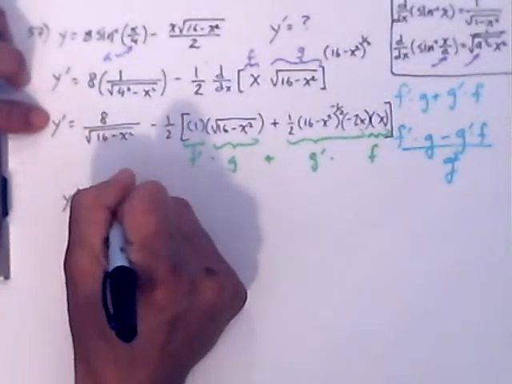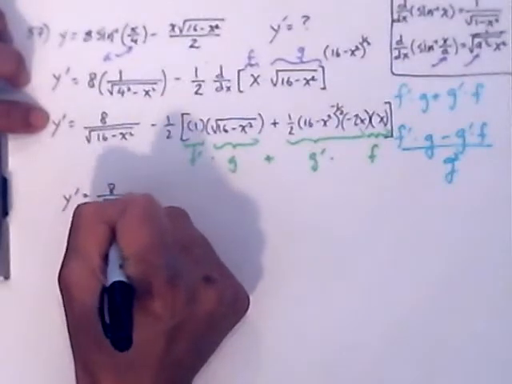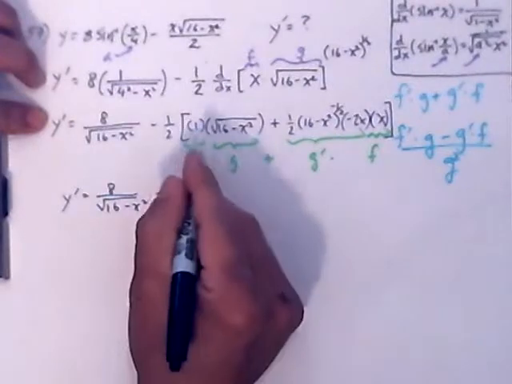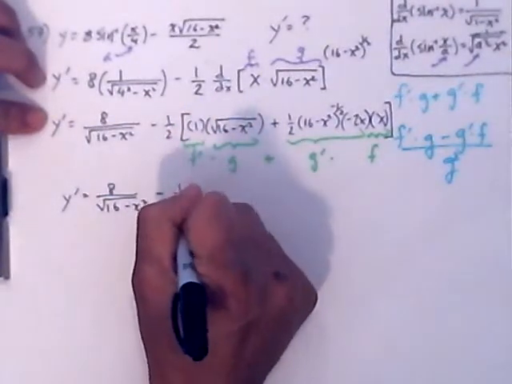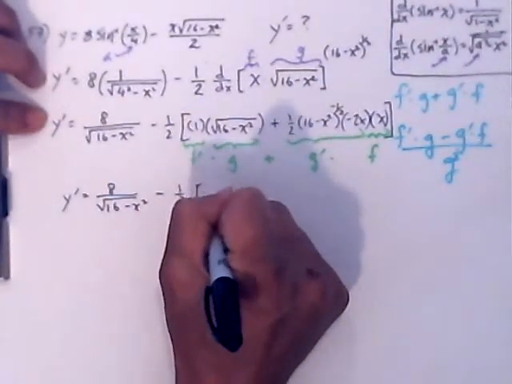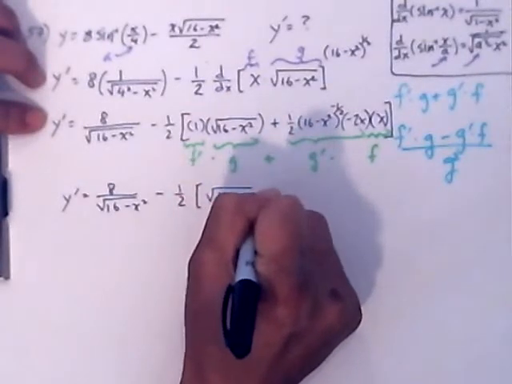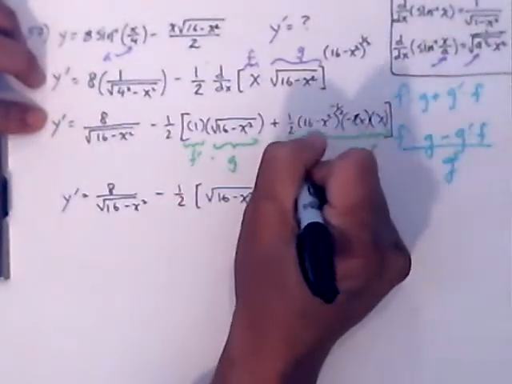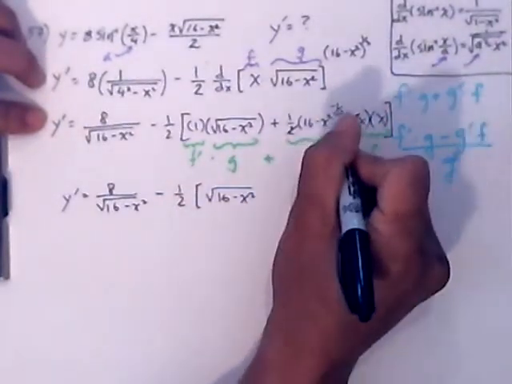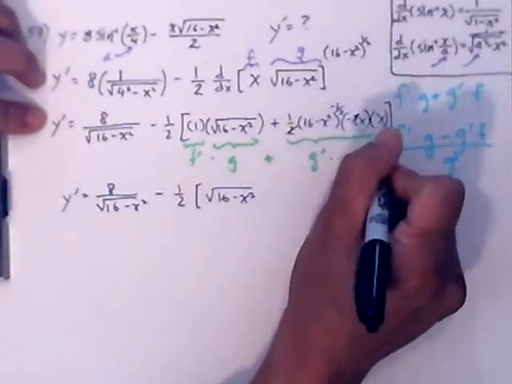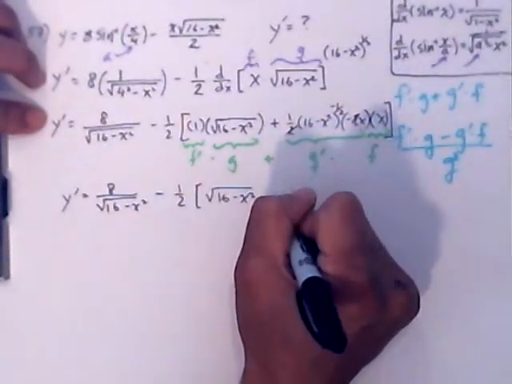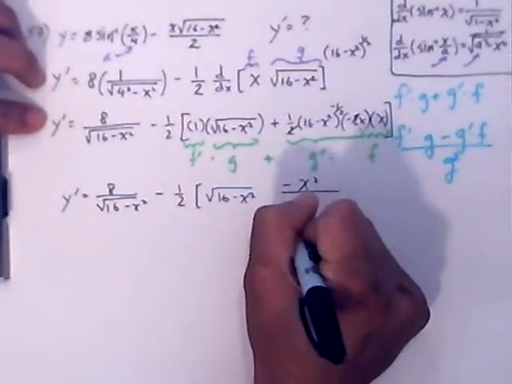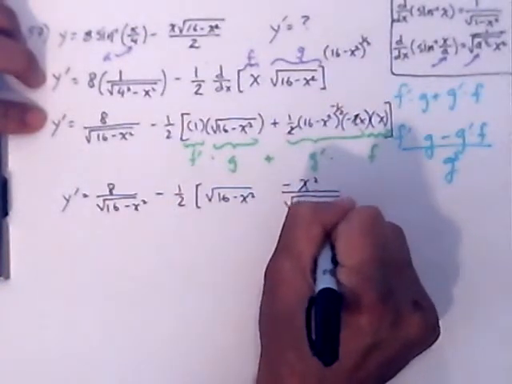Y prime is equal to 8 over square root of 16 minus x squared minus, let me clean this up a little bit, 1/2 times the square root of 16 minus x squared. The 1 goes away basically. The 2 and the 1/2 cancel. The negative goes to the denominator. X times x is x squared. So this will be minus x squared all over square root of 16 minus x squared.